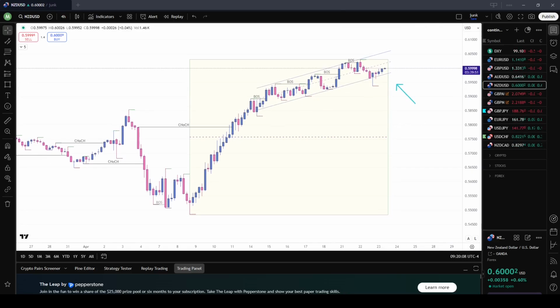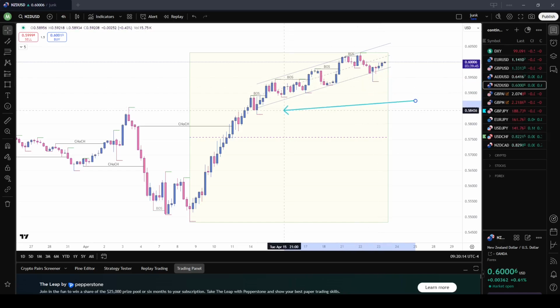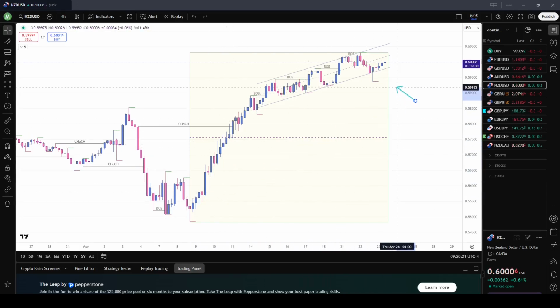Again, I was saying you do have to pay attention to what's going on with the fundamental news. When I can see it taking out the liquidity and then going back down to the discount into an area of demand, that's when I'd be interested in taking any type of buying opportunities if it presents itself.